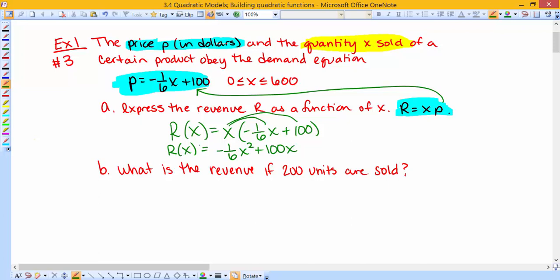So now in B, when it's talking about revenue, here's my equation for revenue. What is the revenue if 200 units are sold? Actually, let me change that color. Units being sold is X. That's what we're selling. So what is the revenue when 200 units are sold? I am going to take 200 and I'm going to plug it in for X.